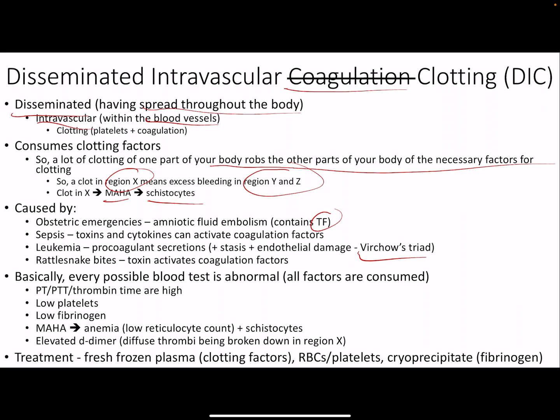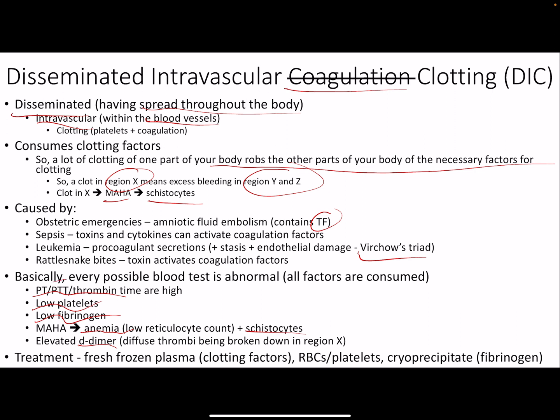And because we're consuming all of our coagulation factors, all of our platelets, pretty much all of these tests are going to be abnormal. All of our times are going to be higher. It's going to take longer to clot. We're going to have lower platelets because we're consuming them in region X. Fibrinogen is going to be all used up. And we're going to have anemia because we're destroying a lot of our red blood cells in the microvasculature. And so we're going to have schistocytes and elevated D-dimers because it is true that, yes, we're using up a lot of our clotting factors.